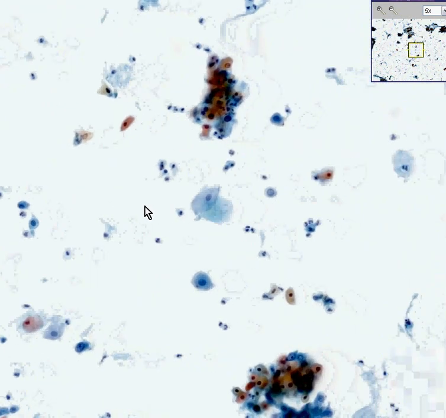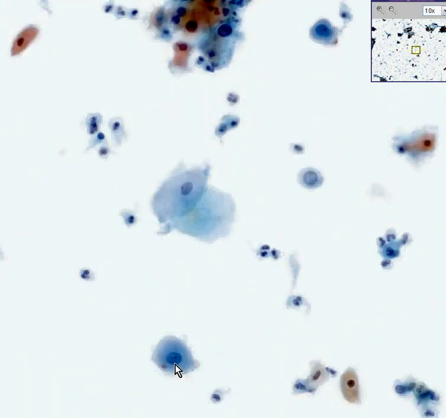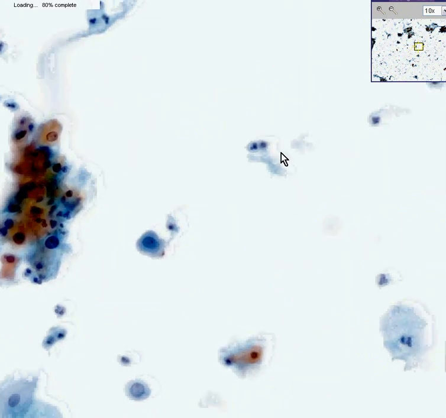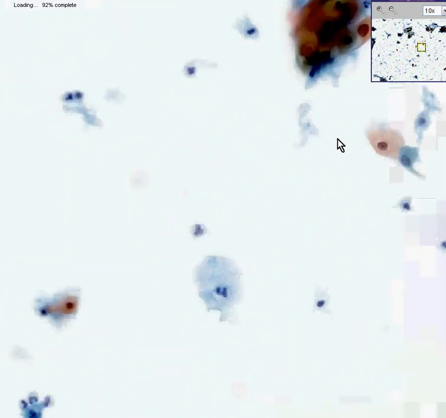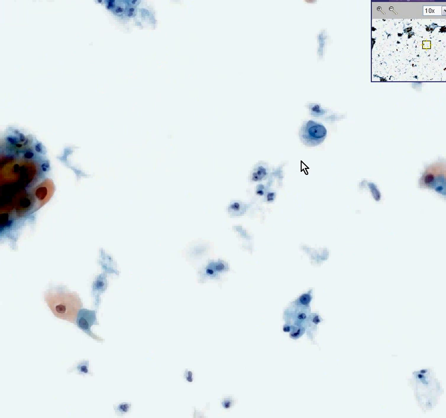Notice again, you don't have a hard time finding cells in which the nucleus looks like it might be a little bit bigger than it should be, as well as a little bit darker, as well as perhaps a little bit lumpier up around here. It doesn't look too severe.